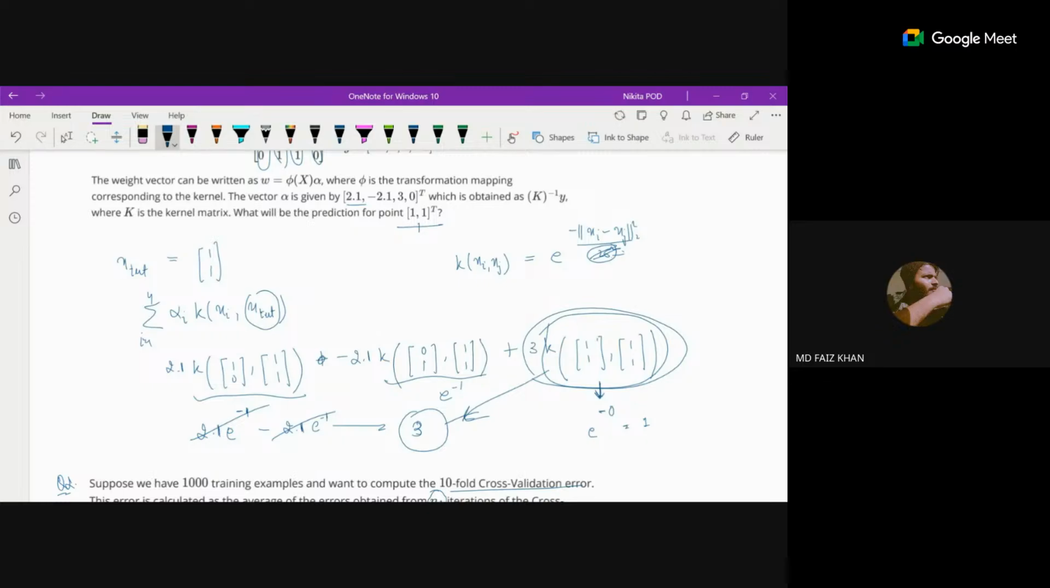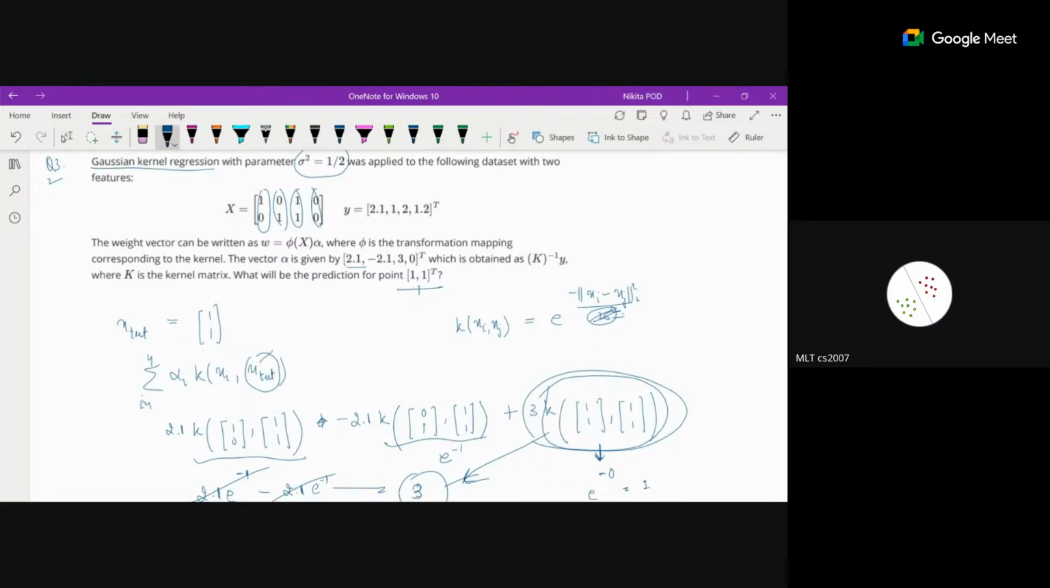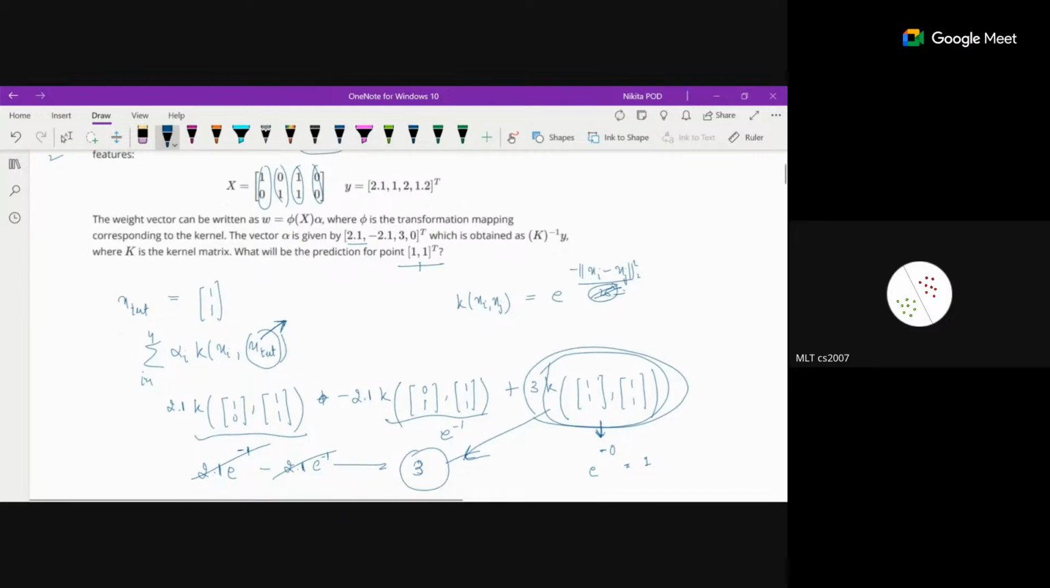In the formula of the Gaussian kernel given here, k of xi, xj, is xi a test data point or from the training data set? Any xi, any xj we are talking about. But now here we have x test. When you're finding the prediction for this point, 1 is your x test. So these are your x test.